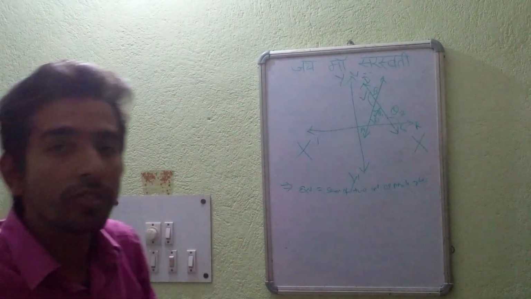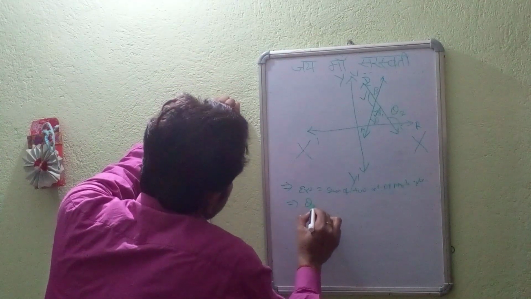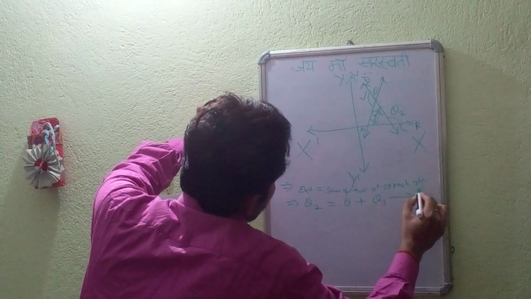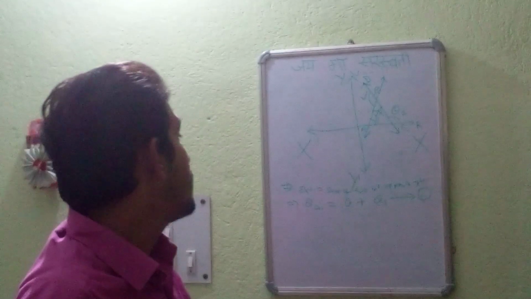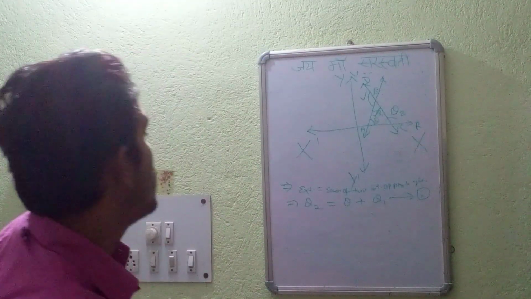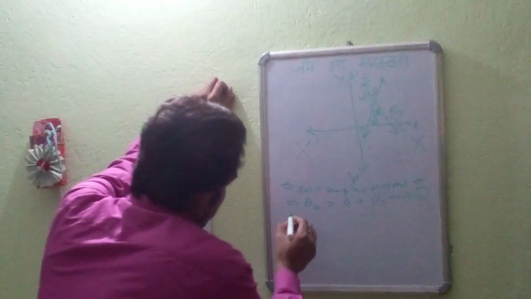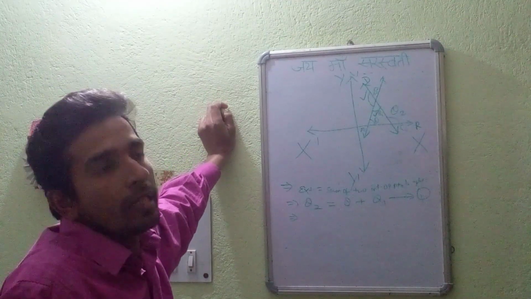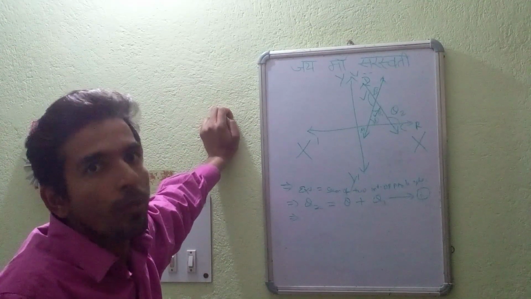The exterior angle theta 2 is equal to theta plus theta 1, as per the theorem which I stated a bit ago, that the exterior angle is equal to the sum of the two interior opposite angles. So theta 2 is equal to theta plus theta 1, and therefore theta is equal to theta 2 minus theta 1.